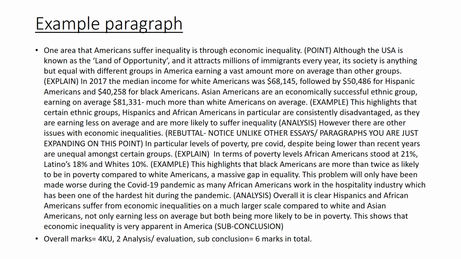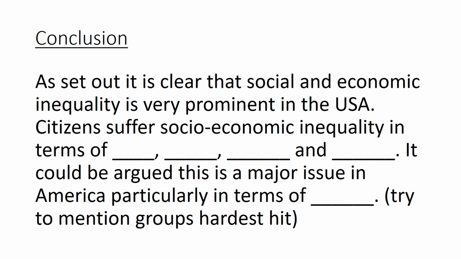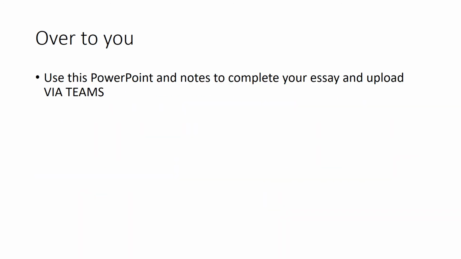So that's the sub-conclusion. Overall there, 4 KU marks, 2 analysis and evaluation marks, and then sub-conclusion marks, so that would be 7 marks in total. Your conclusion for this essay: as set out, it's clear that social and economic inequality is very prominent in the USA. Citizens suffer socio-economic inequality in terms of, and discuss the areas that you looked at. It could be argued this is a major issue in America, particularly in terms of, and try to mention here which groups are hardest hit, so particularly African Americans and Hispanic Americans being the hardest hit by this inequality.